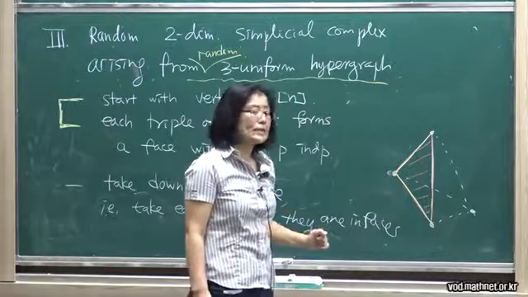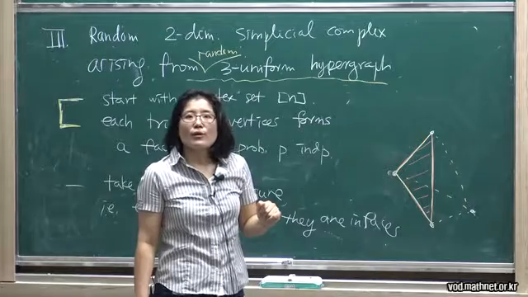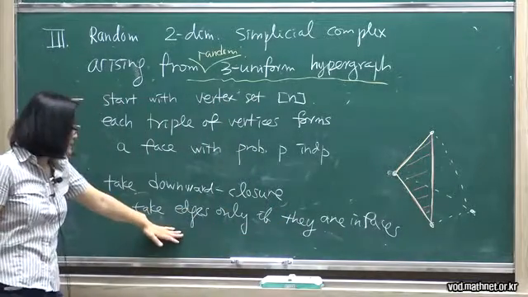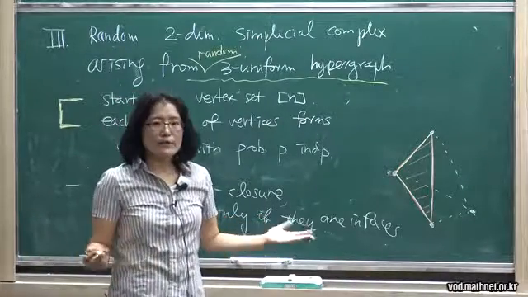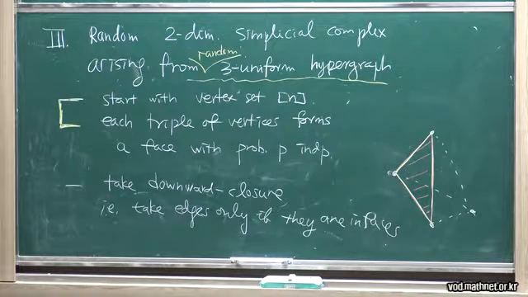Second thing, there are no isolated edges, because by definition we only take edges if they are in faces. By definition, there are no isolated vertices. Therefore, this kind of observation will not be valid. So this does not hold.